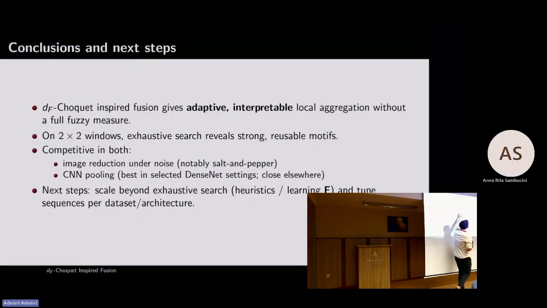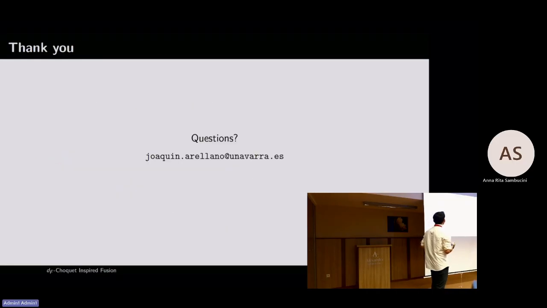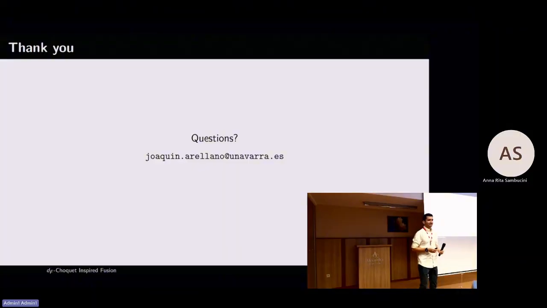We did the exhaustive search, and we found that pattern: constant 1, another function, and constant 0, and it is competitive. That pattern is very competitive in both applications, image reduction and CNN pooling, notably in salt and pepper noise. And the next step we have in mind is to run that search on larger windows. But we didn't have enough time to do it. And that's all.